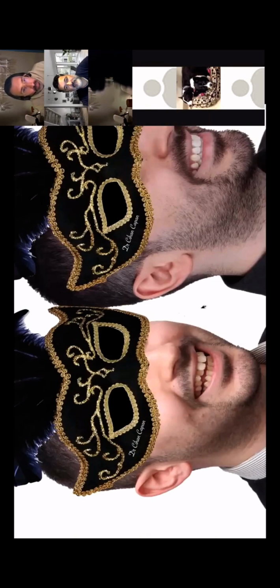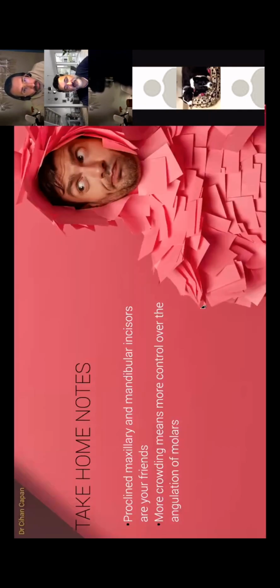Beginning at the final photos. Just aligners, attachments, and class 2 elastics. From the profile, proclined maxillary and mandibular incisors are our friends, and more crowding means more control over the angulation of the molars, of course.